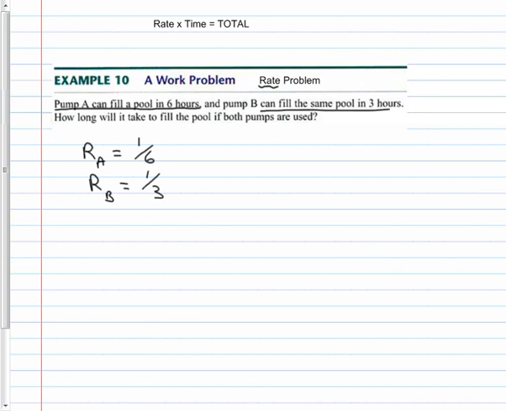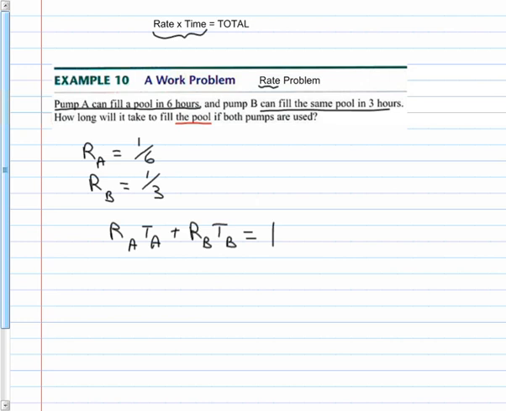How long will it take for them to fill the pool if they both are used at the same time? So we want to fill a total of how many pools? 1. So I am just going to have rate times time, the rate of pump A and the time A is running, plus the rate of pump B and the time pump B is running. And when I'm done, I want to have 1 pool filled.